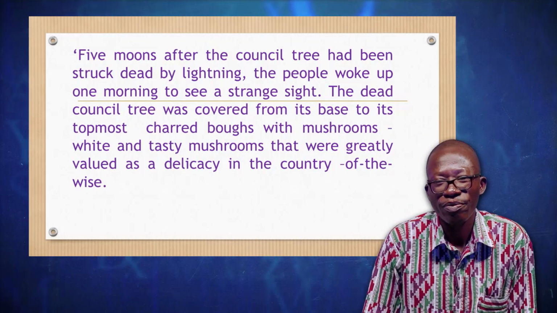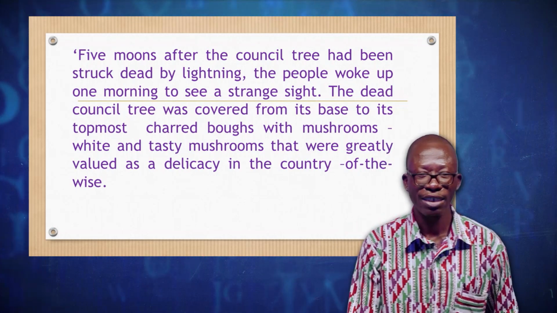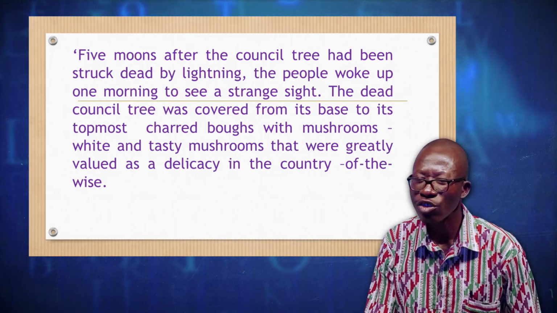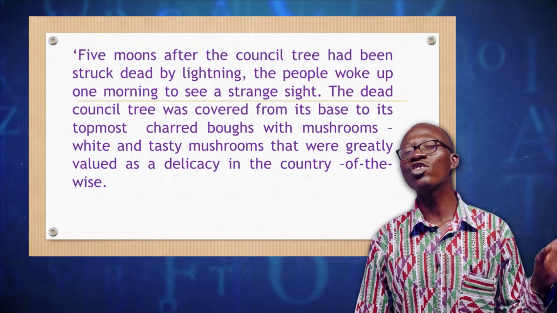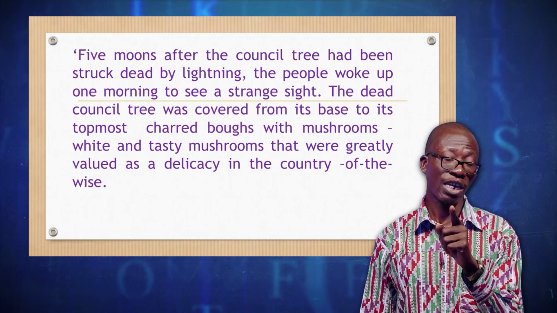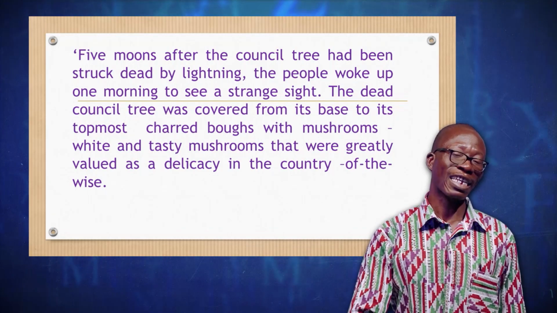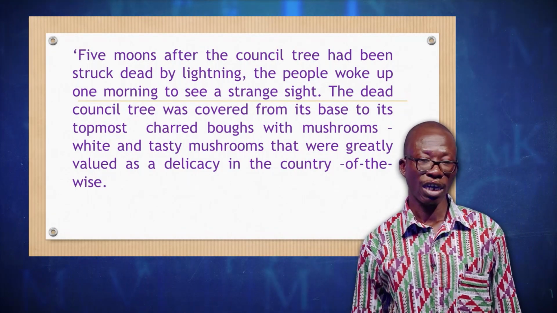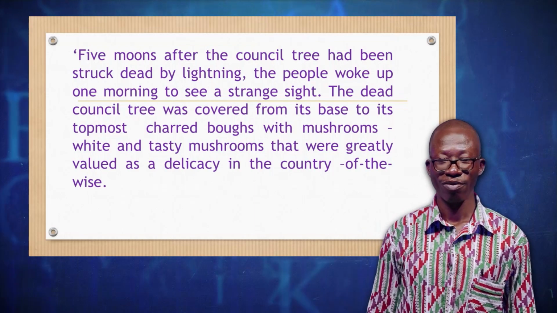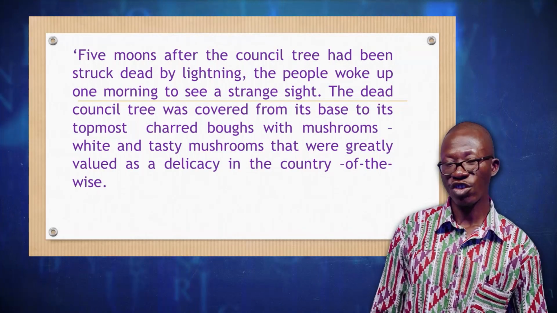It makes sense, right? But we have another clause. White and tasty mushrooms that were greatly valued as delicacy in the country of the wise. What mushrooms? White and tasty mushrooms. Please remember, don't be confused between our use of coordinating "and" and the use of "and" here. The use of "and" here is like listing things in a series, like we say coffee, tea, and so on. Like we say tomatoes, orange, sweet potato, and so on.